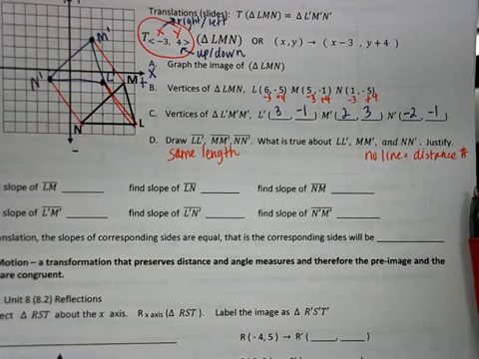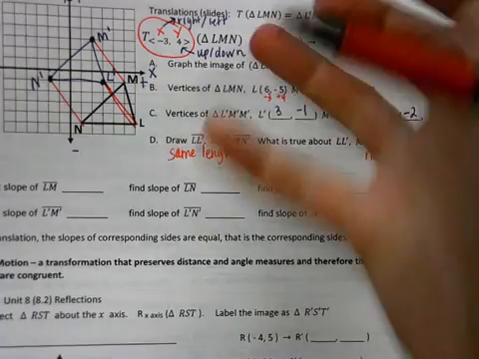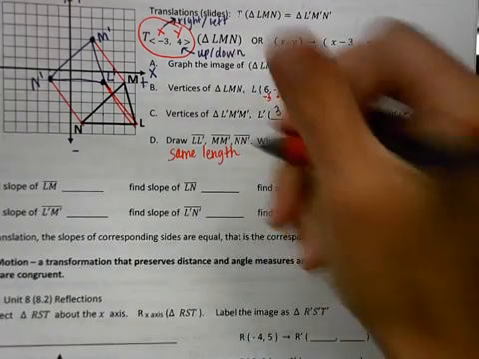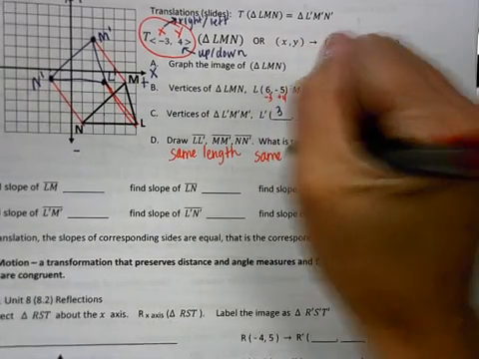So they have the same slope, which means that when they have the same slope, they're all what? Good, parallel.